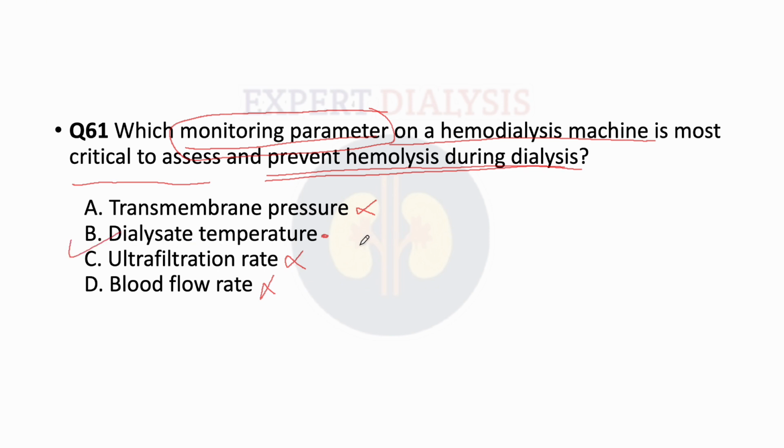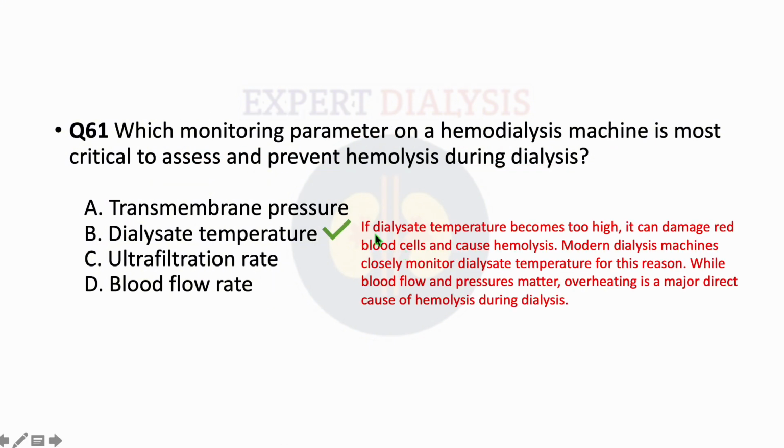If the dialysis temperature is within its range, we can prevent hemolysis during dialysis. If dialysis temperature becomes too high, it can damage red blood cells and cause hemolysis. Modern dialysis machines closely monitor dialysis temperature for this reason. While blood flow and pressure matter, overheating is a major direct cause of hemolysis during dialysis.